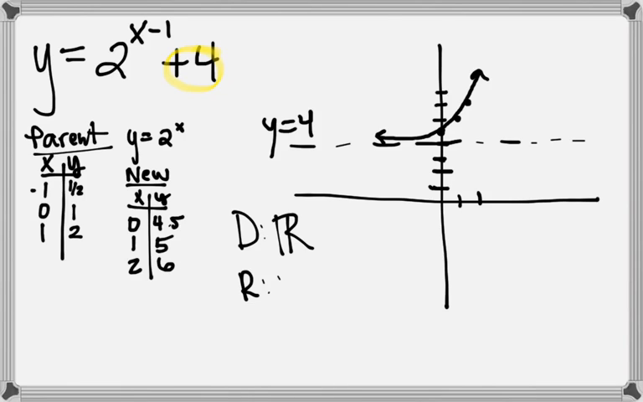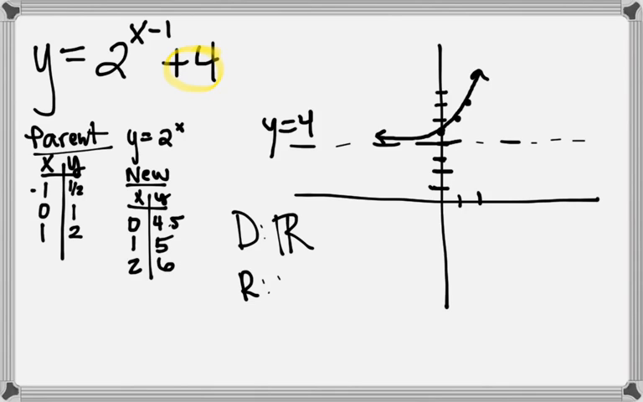The domain for an exponential is all real numbers all the time. What's the domain of this question? The domain is all reals, but not the range. What's the range? Y is greater than 4. Your graph exists above the asymptote.